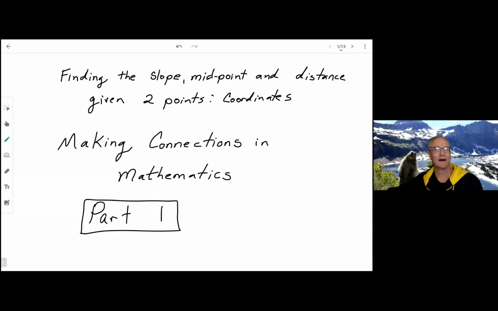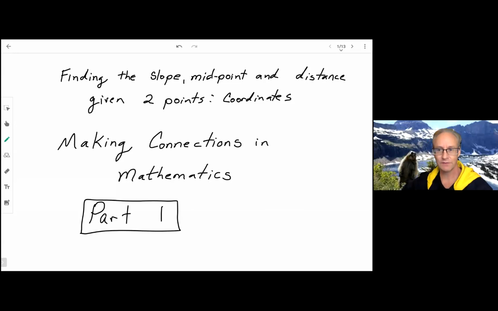Hi, everybody. Hopefully you're here because you're interested in making connections in mathematics between the slope, the midpoint, and the distance for two coordinate points. So I'm going to show you some connections. Hopefully these will all make sense and you're going to get some shortcuts along the way. So a lot of people are going to be happy about that.